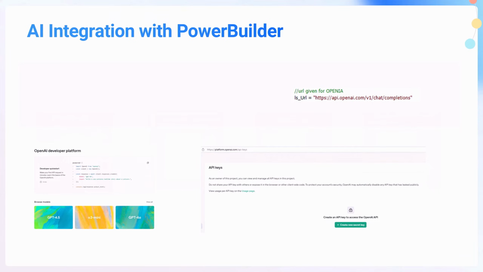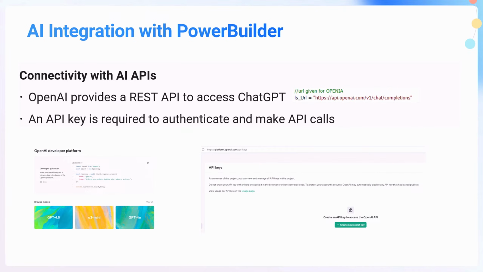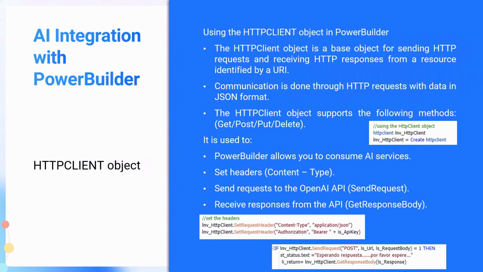Now we are going to see the AI integration with PowerBuilder. OpenAI provides REST APIs to access ChatGPT. You will need an API key from OpenAI to authenticate your request. So you are going to go to the OpenAI website. You need to request that key because that key is your identifier in order to make the call and connect to or call ChatGPT from PowerBuilder. Okay.